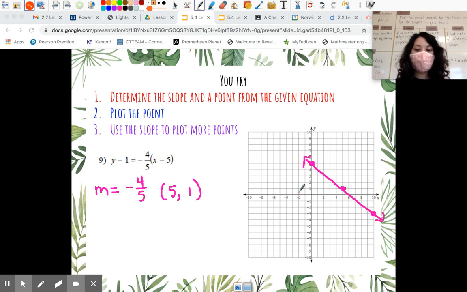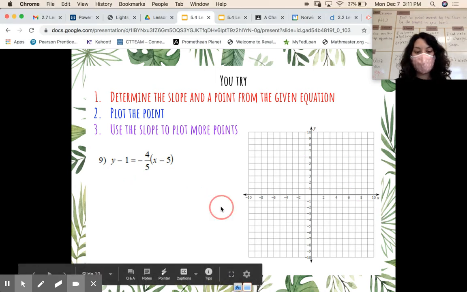Okay, so here's what your graph should look like. You should have gotten a negative slope of 4/5, so that means when you graph your line, it should be falling left to right. And then your ordered pair should have been (5, 1), which sits right here where my pen is hovering. You could either go down 4 and right 5, or up 4 and left 5.